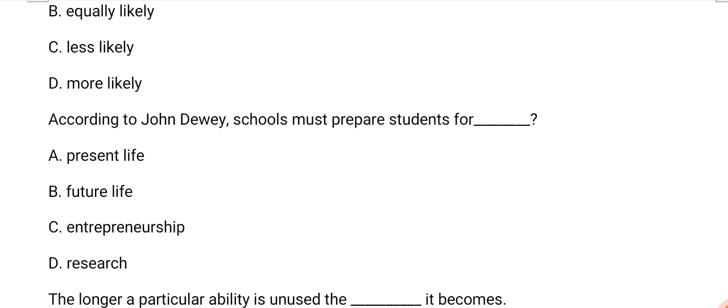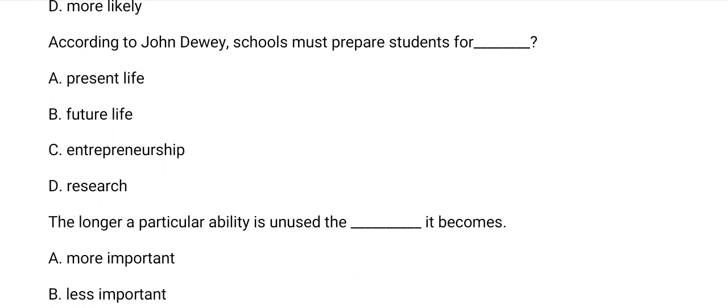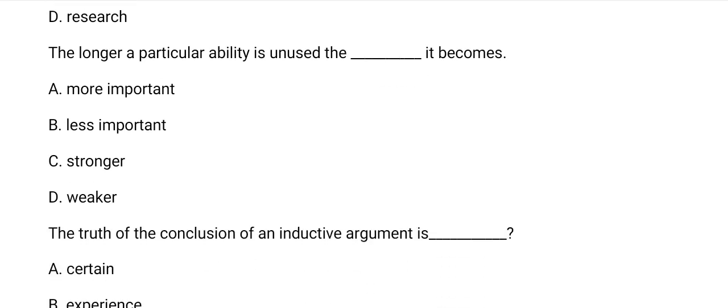Next question. According to John Dewey, schools must prepare students for dash question mark. Its answer is option A, present life. Next question. The longer a particular ability is unused, the dash it becomes. Its answer is option D, weaker.